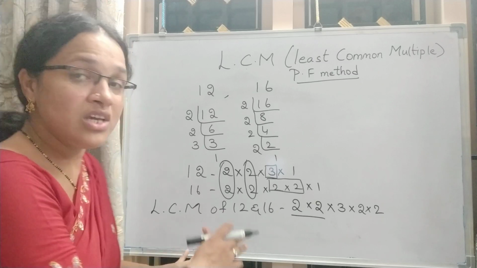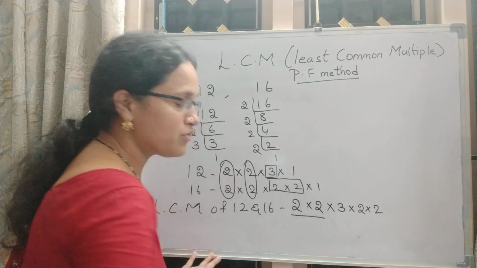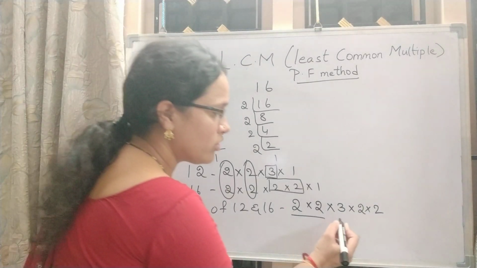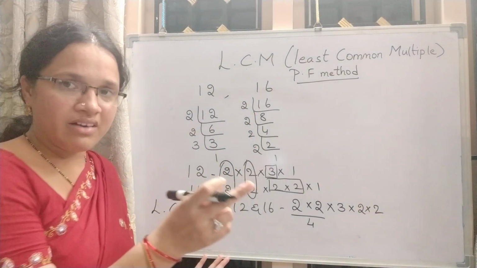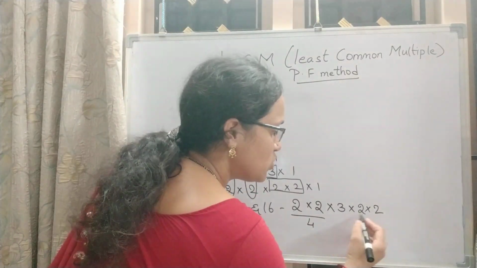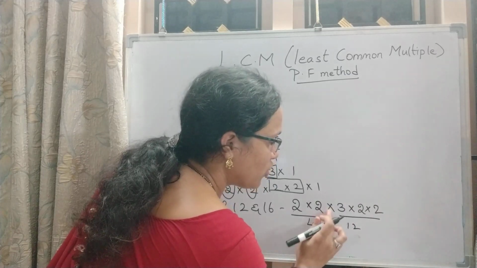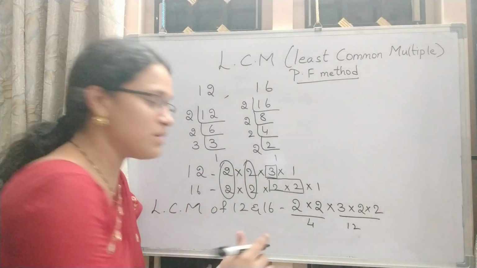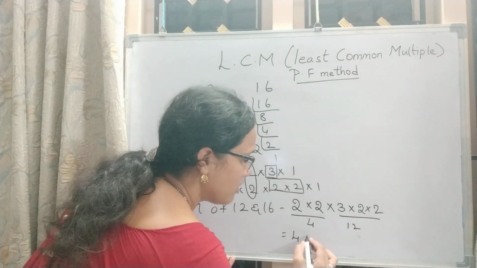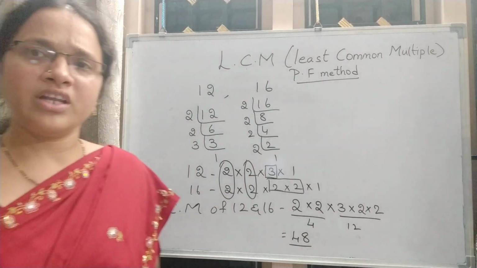Now see, you need to multiply it. Without multiplying, you won't get the LCM. 2 times 2 is 4. 4 times 3, please divide and write so that it is easier. 3 2s are 6, 6 2s are 12. So 4 12s, what is 4 times 12 or 12 times 4? It is nothing but 48. Oh, we got 48.